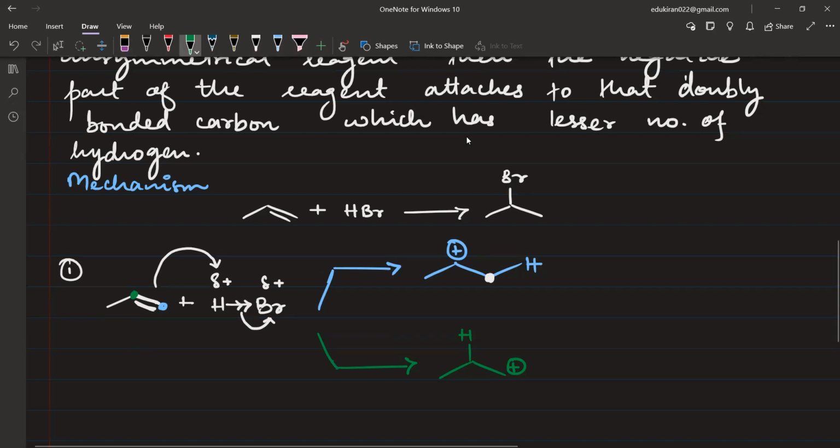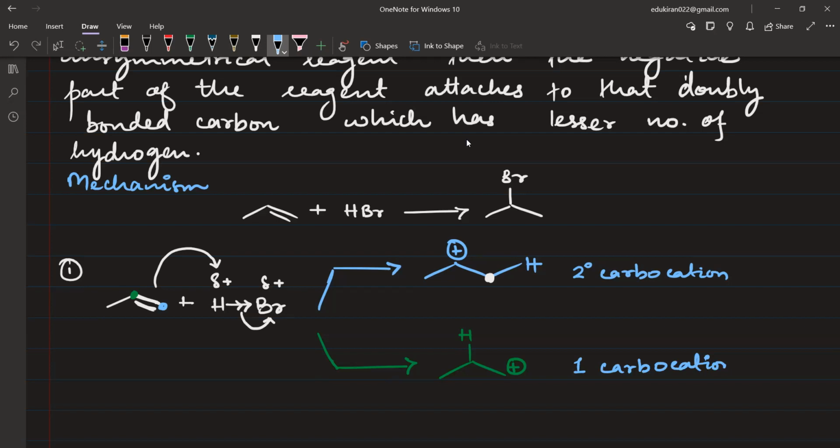Now you will tell me this is 2-degree carbocation. Yes or no? And this is 1-degree carbocation. I hope all of you can identify this now. 1 degree and 2 degree. Yes or no? Please tell me. Can you identify this as 1 degree and 2 degree? Fatima, Wafia, what happened? Razan? No.